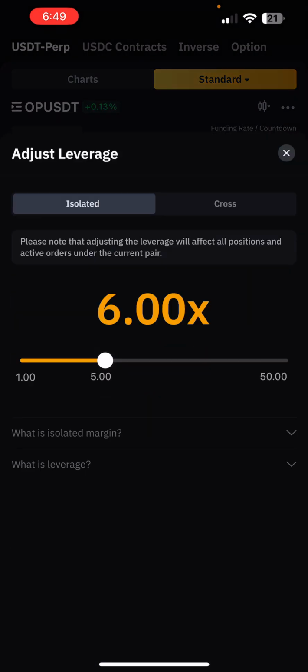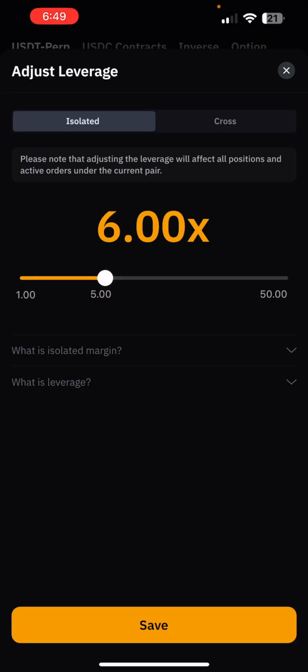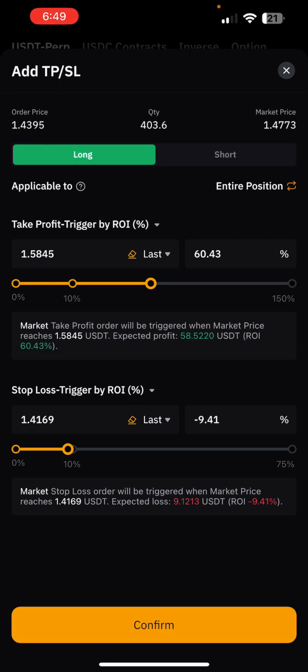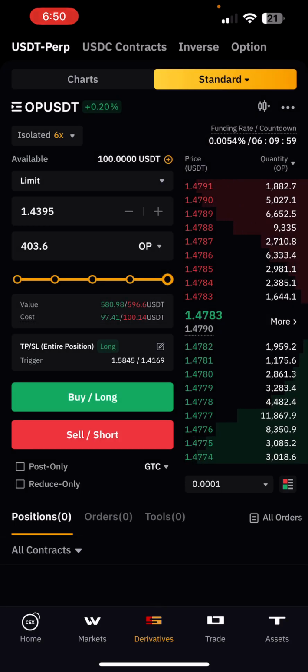See, as I reduce my leverage, you can see that my losses at the same time reduce. So this is just it. Hope you can see it clearly. So I will be risking just 9 USDT on this trade only. And if this particular trade hits my target, I will be making 58 USDT. That is a good risk reward. That's a good RR. So you must learn this risk management before you just execute a trade.